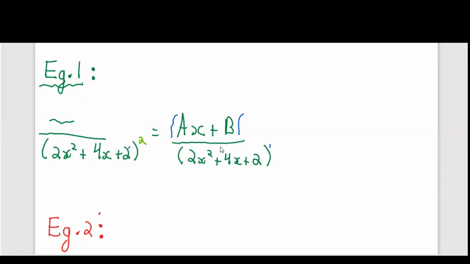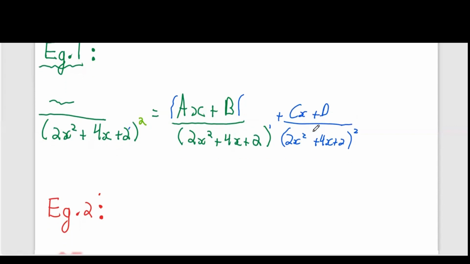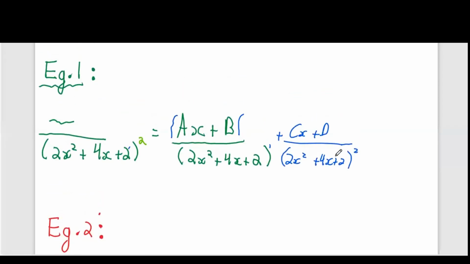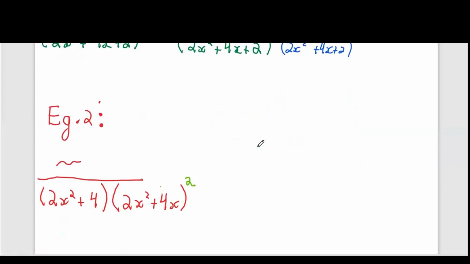So you'll start with 1, then it'll be plus cx plus d over 2x squared plus 4x plus 2, all to the power of 2. Right? It's the same pattern. It's literally the same pattern. It's just the numerator, so it'll be ax plus b form. Obviously if you have more, they go up in terms of the letters.